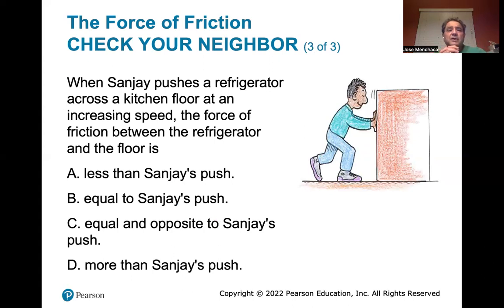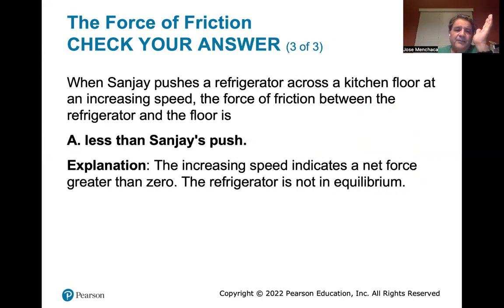Okay. When Sanjay pushes a refrigerator across the kitchen floor at an increasing speed, the force of friction between the refrigerator and the floor is now... increasing speed. That means the net force is in the direction that Sanjay is pushing. So the force of friction is less than Sanjay's push, equal to Sanjay's push, equal and opposite to Sanjay's push, or more than Sanjay's push? Well, it's A, it's less than. The increasing speed indicates a net force greater than zero. The refrigerator is not in dynamic equilibrium.